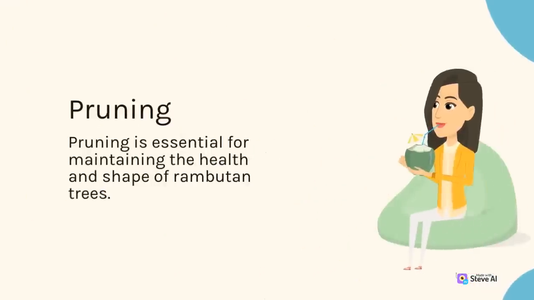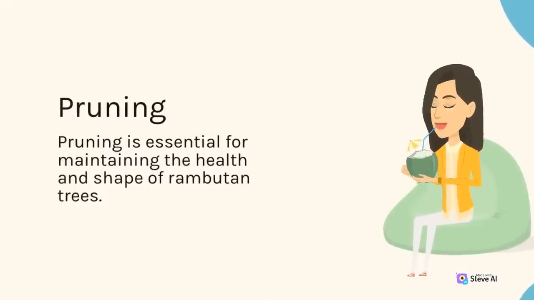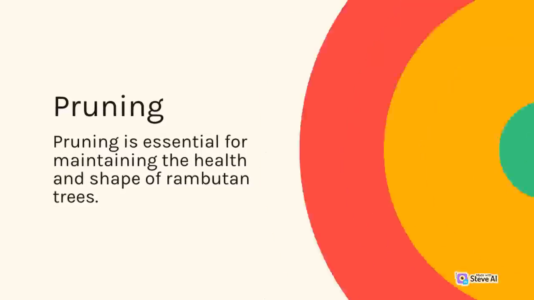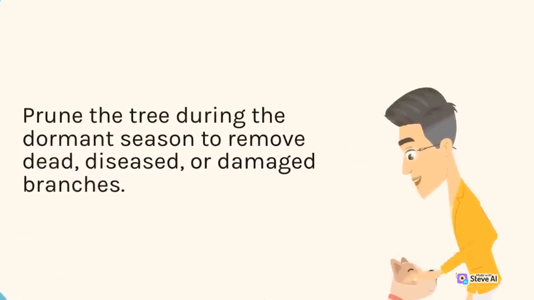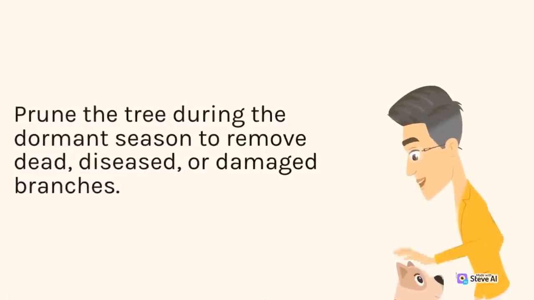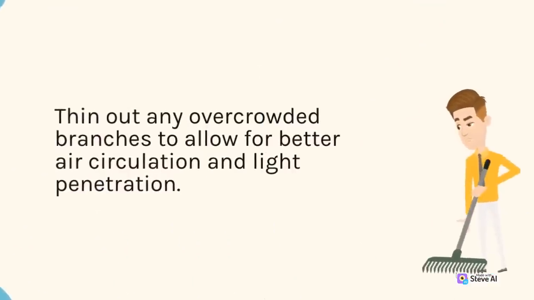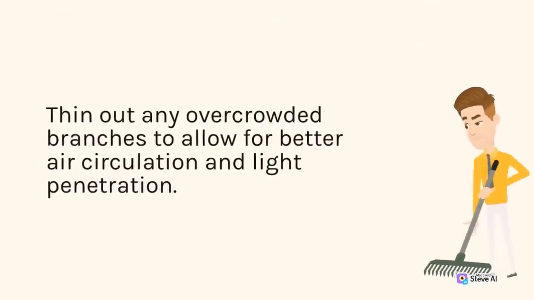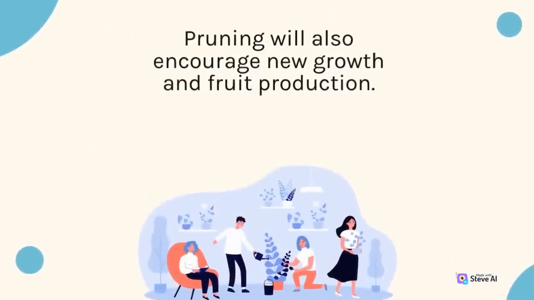Pruning. Pruning is essential for maintaining the health and shape of rambutan trees. Prune the tree during the dormant season to remove dead, diseased, or damaged branches. Thin out any overcrowded branches to allow for better air circulation and light penetration. Pruning will also encourage new growth and fruit production.